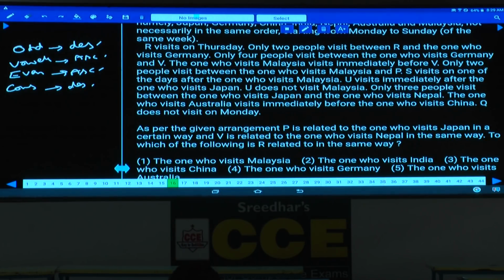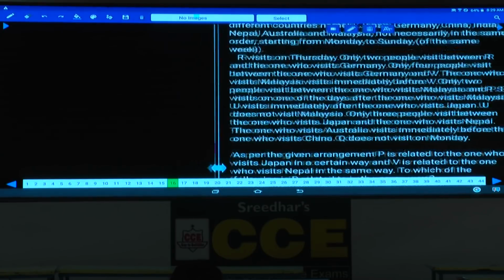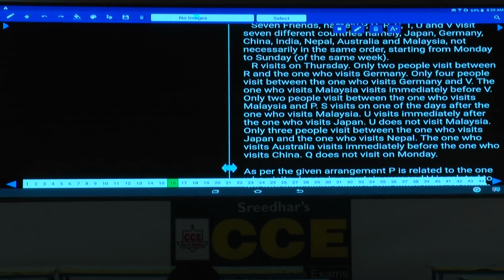Now in questions 16 to 20, tell me what the information is here. How many persons are there? Seven friends, namely P, Q, R, S, T, U and V, visit seven different countries, namely Japan, Germany, China, India, Nepal, Australia and Malaysia, not necessarily in the same order. Starting from Monday and ending on Sunday, isn't it?